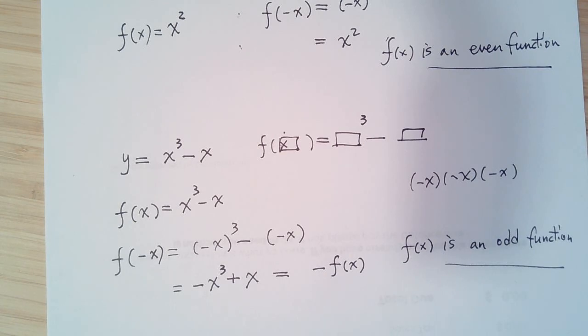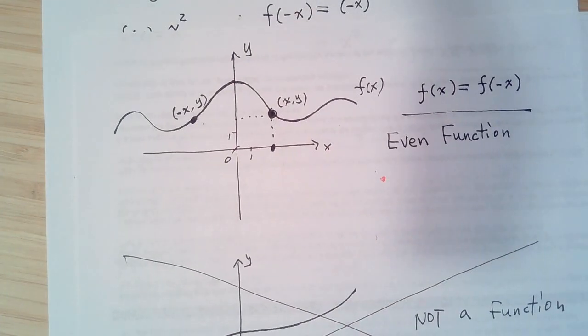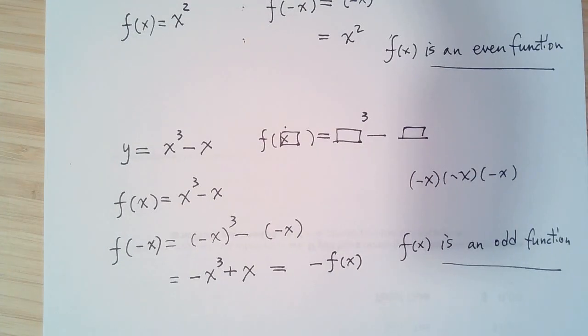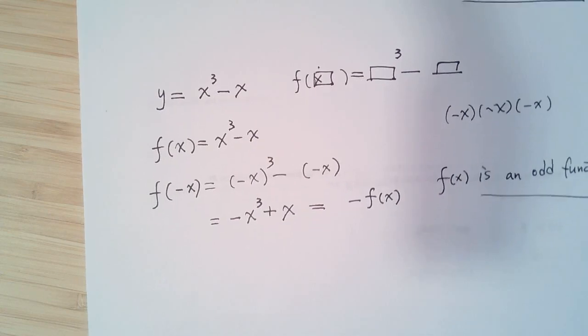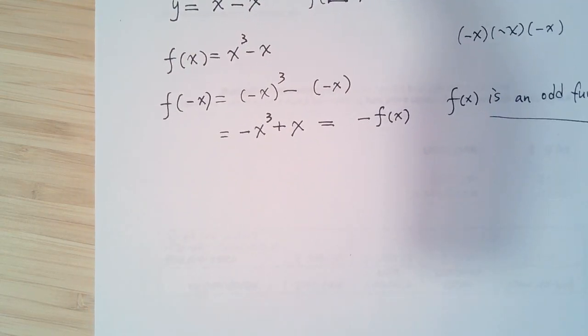The other way to do that is just by looking at the graph. If you have a graph that looks like this, that's an even function. If I have a graph that looks like this, then that's an odd function. And a couple more concepts. The other one is called piecewise function.